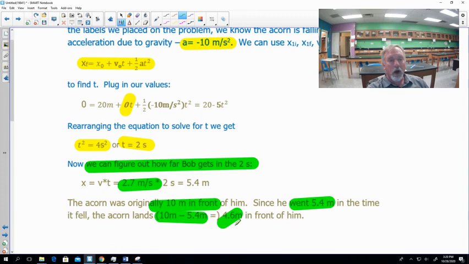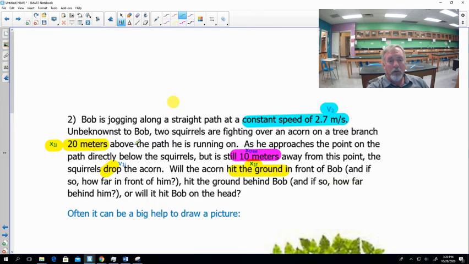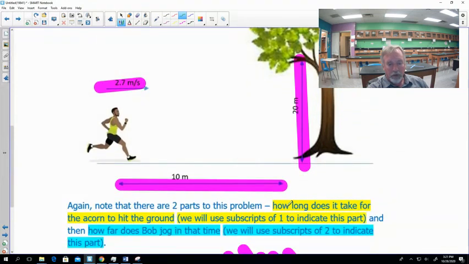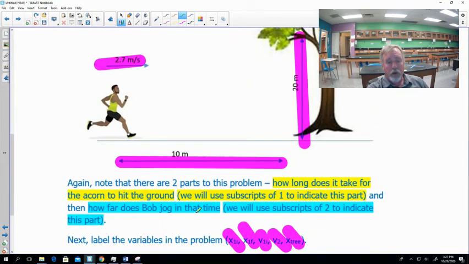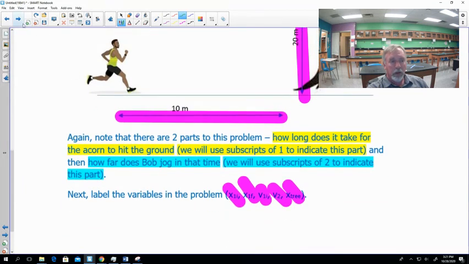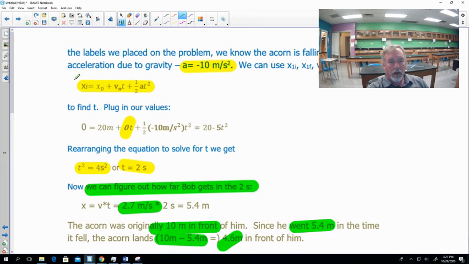Again, when we look at this problem, what is it I want you to see? I want you to be able to break it into parts. What's part 1, and what's part 2? Let's look at the variables that it tells us. Part 1, how long does it take for the acorn to hit the ground? Part 2, how far does Bob jog during that time? And then we just set about doing our calculations. We want to find how long it takes for the acorn to fall. We look at all the variables we know about part 1, and we realize we can use our main kinematic equation, plug our variables in, and solve it for the time we're looking for. We get our time, 2 seconds.